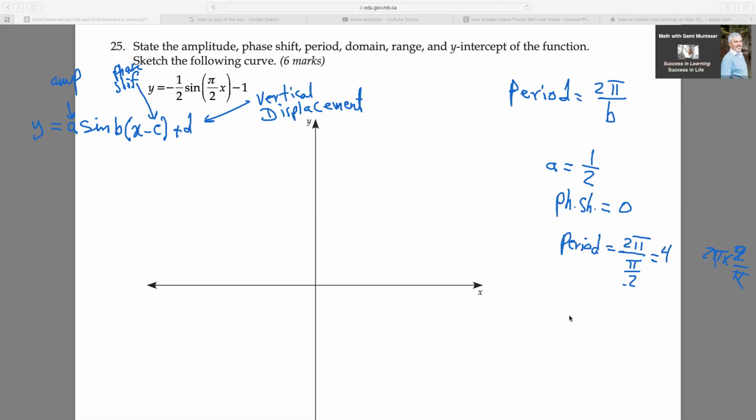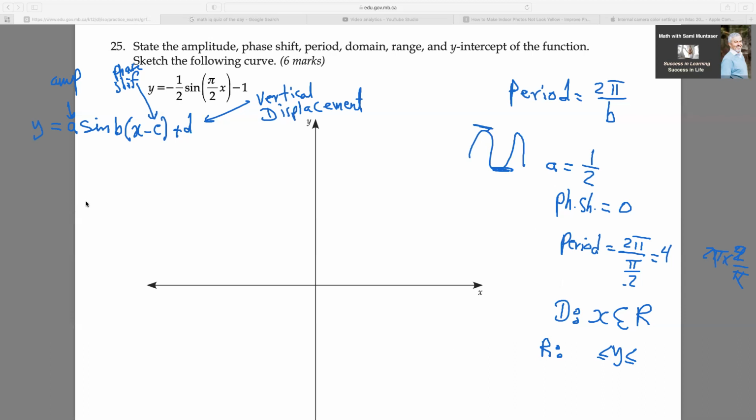Domain and range, if you want to tell them before you graph it, the domain for sine and cosine is always all real numbers. So the domain is x is a member of all real numbers. The range is always y is between the minimum and the max, okay? Because there's going to be a minimum to a graph, a max to the graph. That's what the range is from.